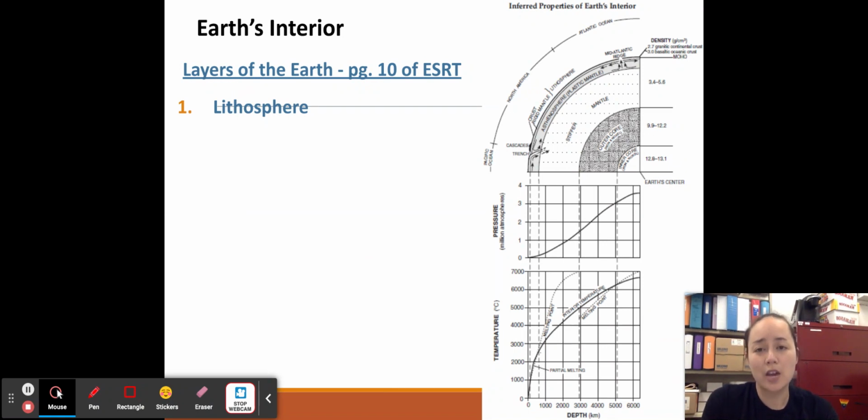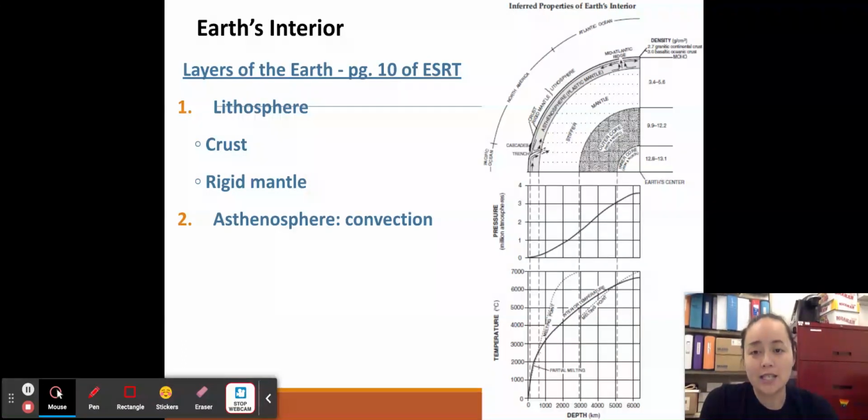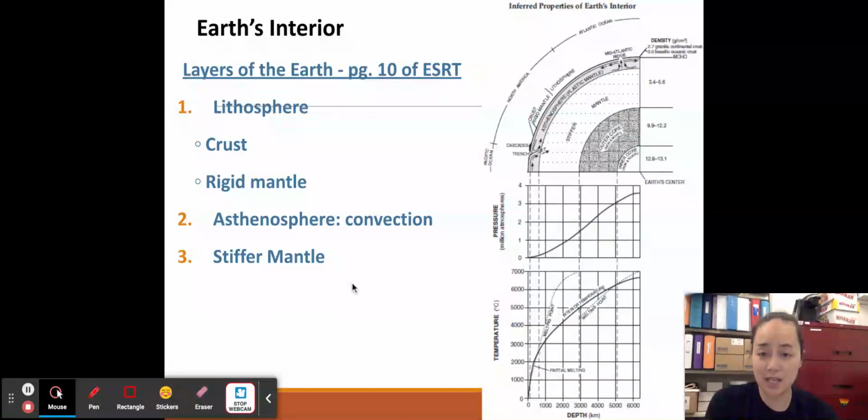The very first layer of the Earth, the most surface level, is the lithosphere. And the lithosphere is actually broken up into two parts, the crust and the rigid mantle. Underneath the lithosphere is the asthenosphere, and that's actually where convection occurs, which drives plate movement. You can see that it's indicated on the diagram by those circular arrows, which are what we associate with convection. That convection of the liquid in the asthenosphere is going to cause the floating plates on top to move back and forth. Under the asthenosphere is the stiffer mantle, then the outer core and the inner core.